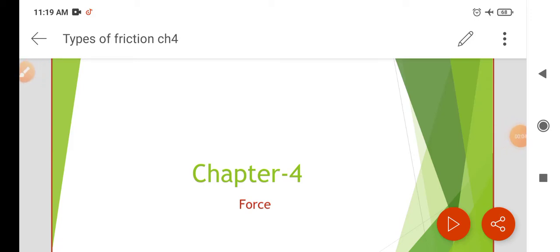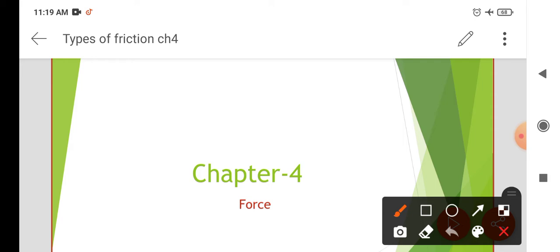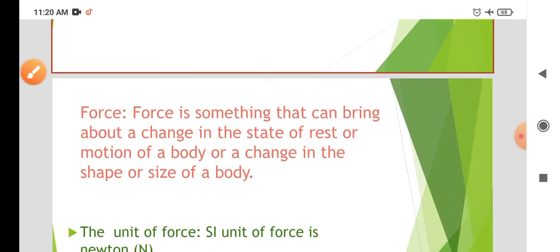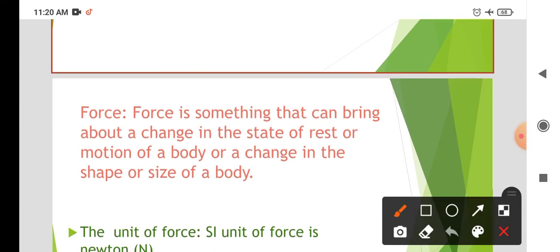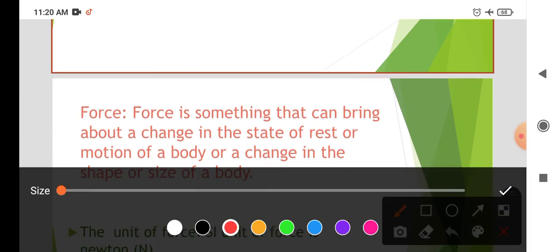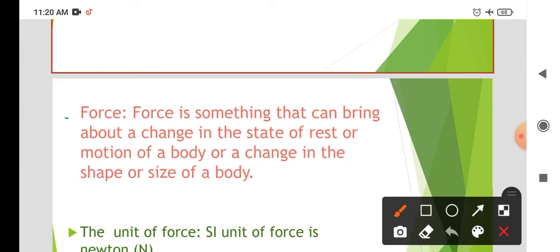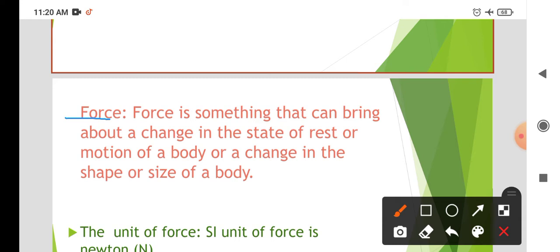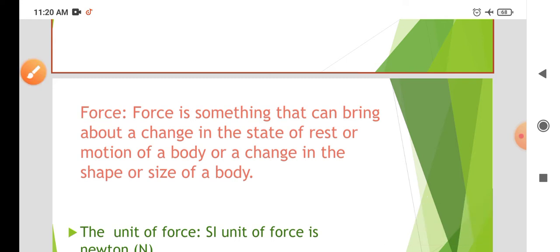So students, let's continue with our chapter number 4. In our previous class we discussed what is force. Force is something that can bring about a change in the state of rest or motion of a body, or change in the shape or size of a body. The unit of force is Newton. This is the SI unit of force.